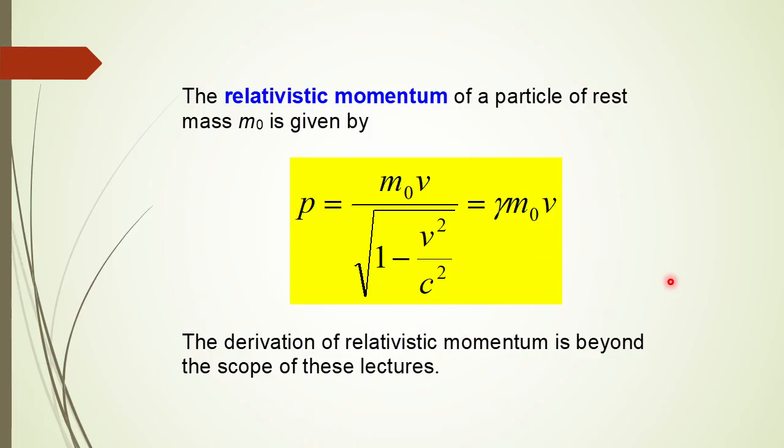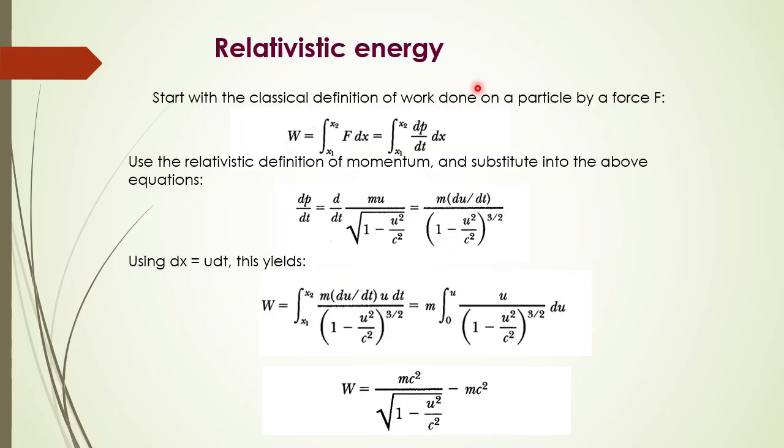The derivation is a bit too difficult for us to comprehend at this stage, but you will learn it in university. Next, we'll talk about energy. So relativistic energy, this one we can derive. We'll start with work done. The work done on a particle by a force F is the area under the force-distance graph. And according to Newton's second law, the force is dp/dt. So what we can do is find what dp/dt is with our new relativistic momentum equation.